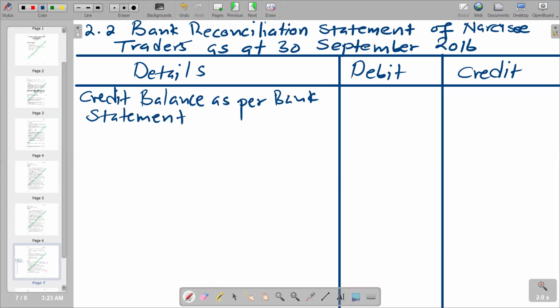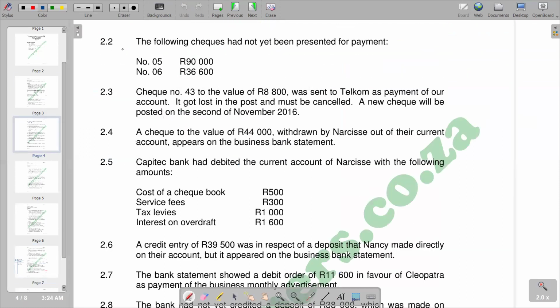The amount that we have is 145,200. Then from there, we can now proceed to see the transactions that we have after that. That is from our information 2.2. So you see that one, 2.2.